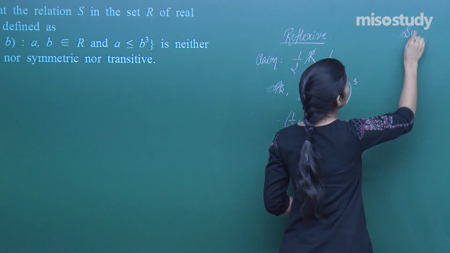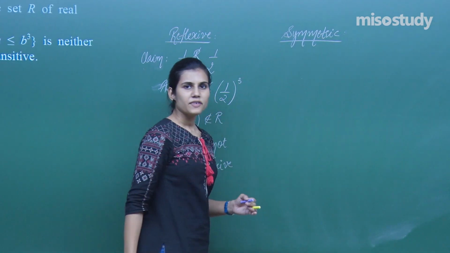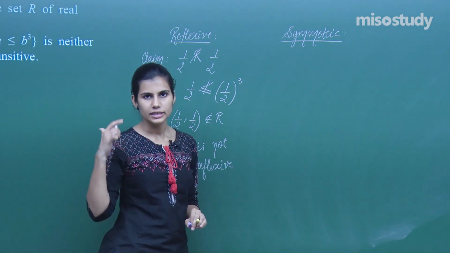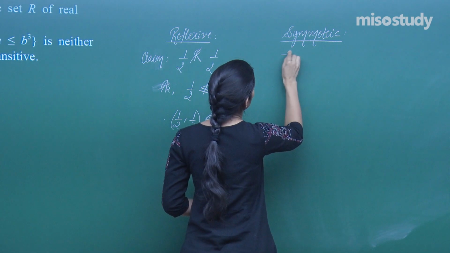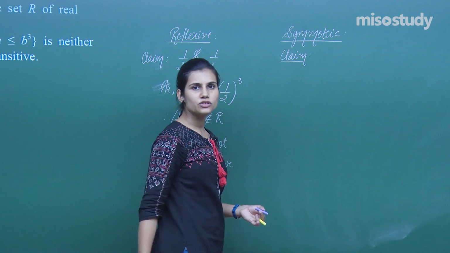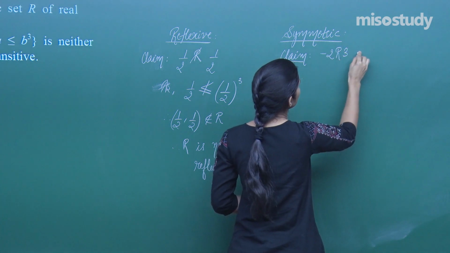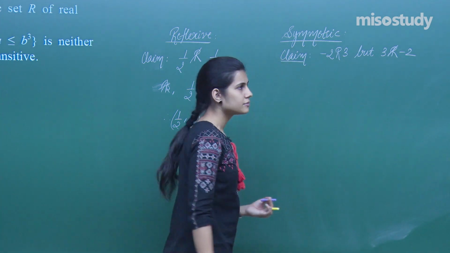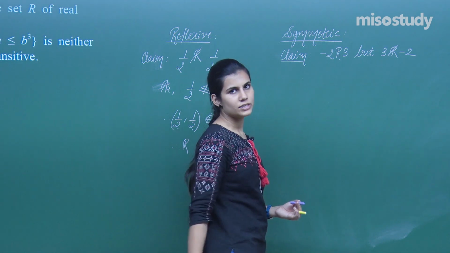Next, if I talk about symmetricity, if A is related to B, then B should be related to A for all A, B in the set of reals or whatever the set is. That is what symmetricity is. Now, if I talk about minus 2, my claim, on the grounds of which I will be saying that yes, it is not symmetric, is that minus 2 is related to 3, but 3 is not related to minus 2. That is the claim, and because there exists A and B such that A is related to B but B is not related to A, therefore R is not symmetric.